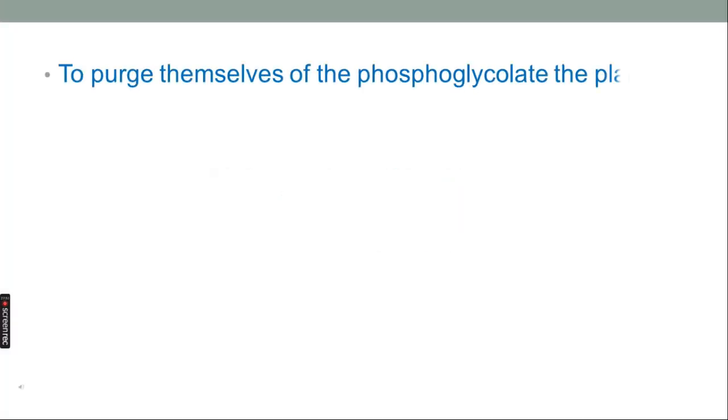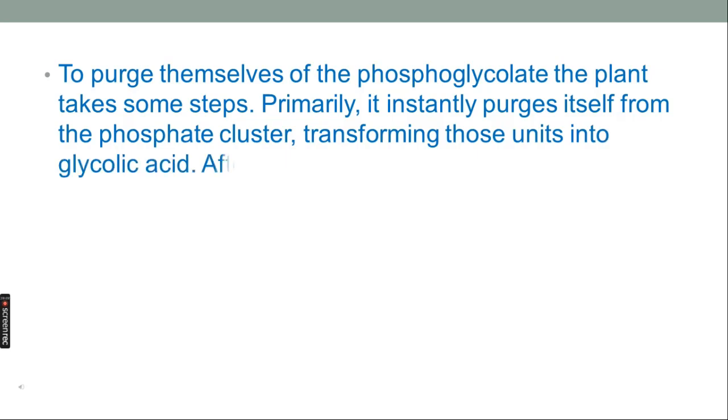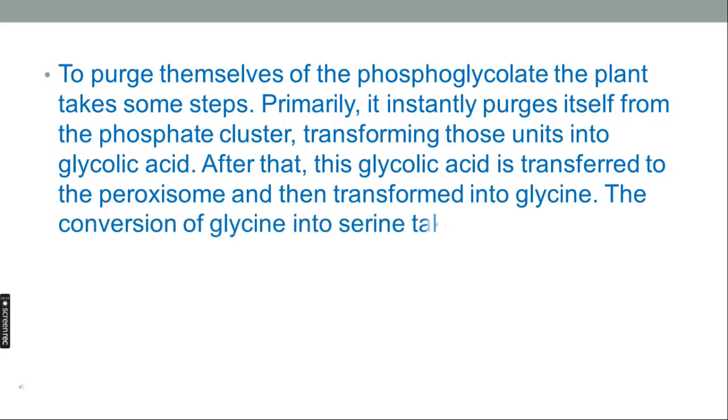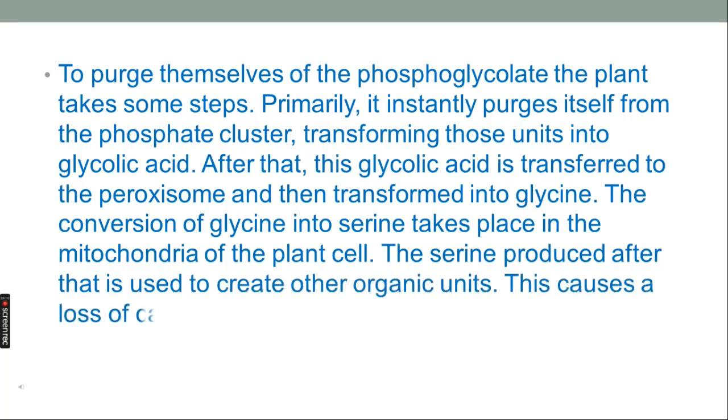To purge themselves of the phosphoglycolates, the plant takes some steps. Primarily, it instantly purges itself from the phosphate group, transforming those units into glycolic acid. After that, this glycolic acid is transferred to the peroxisome and then transformed into glycine. The conversion of glycine into serine takes place in the mitochondria of the plant cell. The serine produced after that is used to create other organic units. This causes a loss of carbon dioxide from the plant, as these reactions cost plants energy.